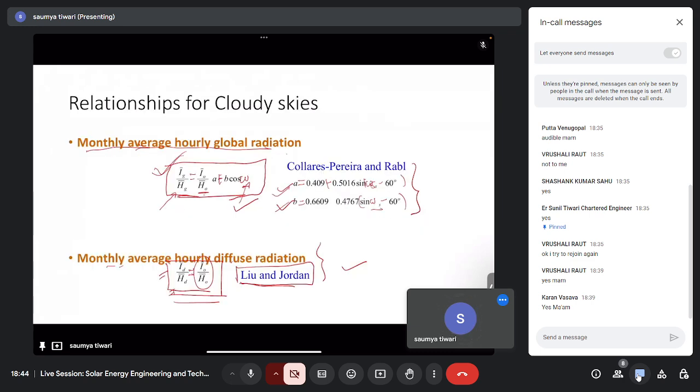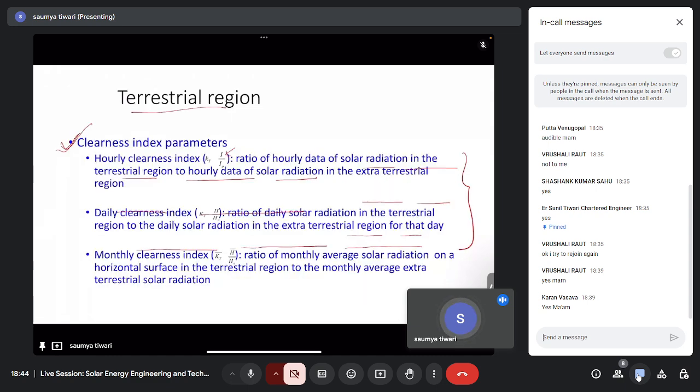This clearness index parameter in the terrestrial region can be explained in terms of hourly, daily, and monthly values. If we are talking about hourly, KT will be I upon I naught. For daily, it will be H upon H naught, and for monthly, it will be H bar upon H naught bar. So you can see that hourly is represented by I, daily by H, and monthly by H bar.